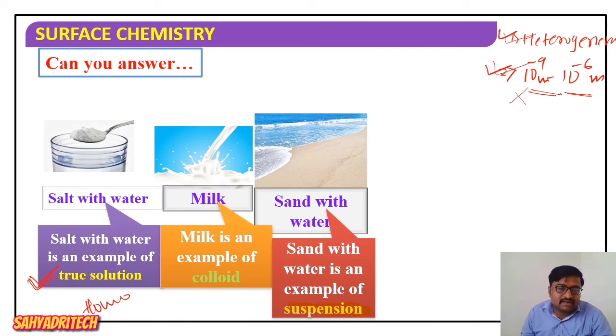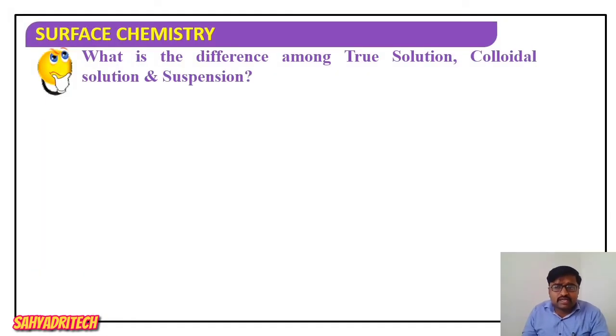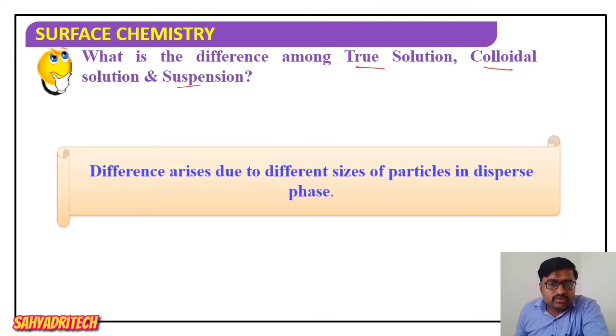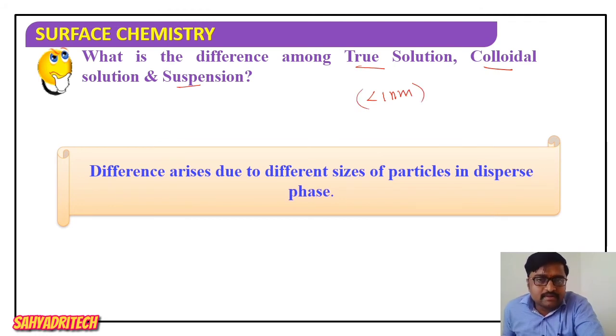Here particle size is greater than 1000 nanometer. Okay, well, what is the difference among true solution, colloidal solution and suspension? We came across three examples and they form three types of solutions. What are those? True solutions, colloidal solutions and suspensions. How can we distinguish these three? True solution, what is the size of the particle? It will be less than 1 nanometer.